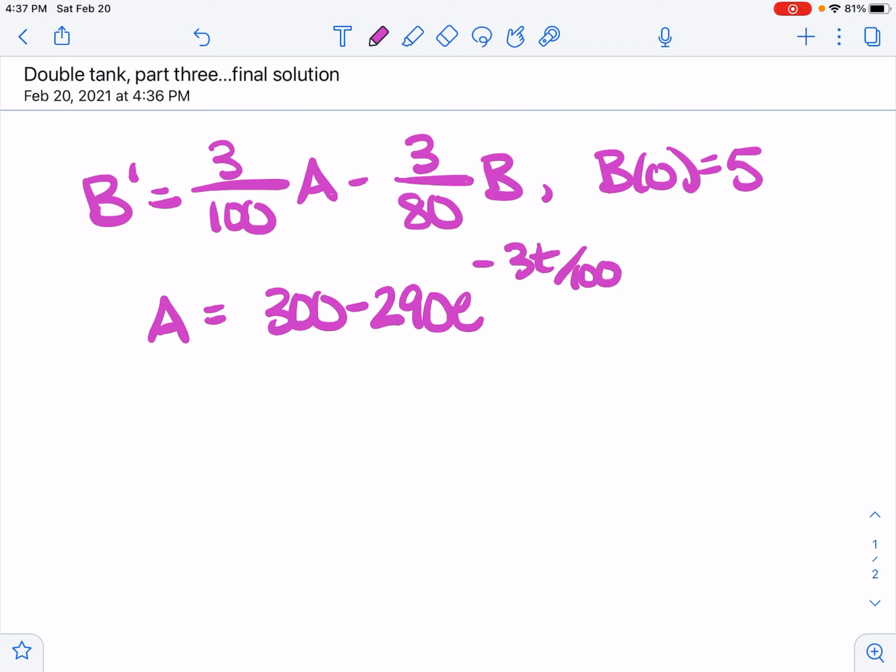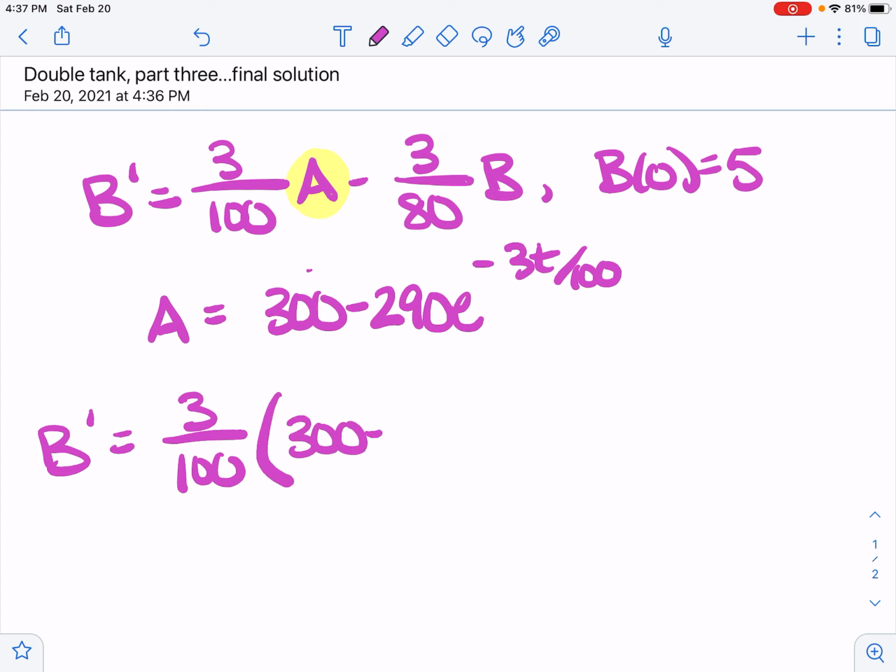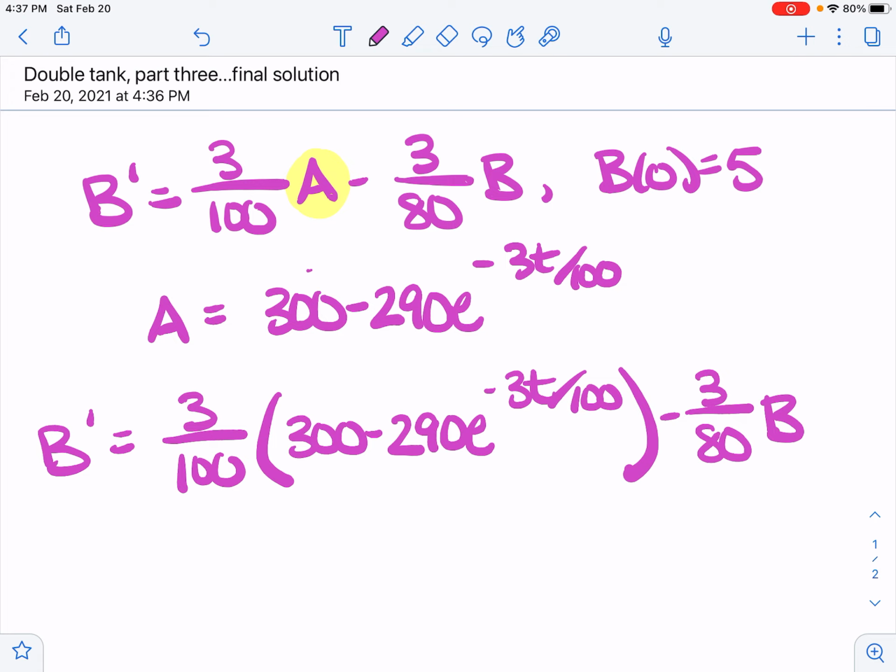So what we're going to do is plug that in for A right where we have it, and that's going to mean B prime is 3 over 100 times (300 minus 290 e to the minus 3t over 100) minus 3 over 80 times b.